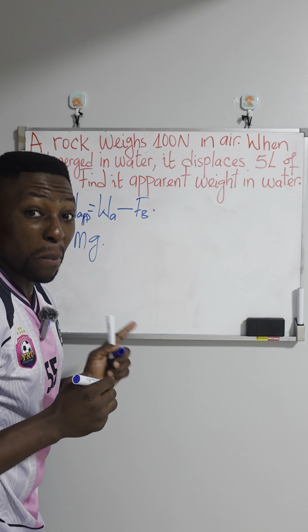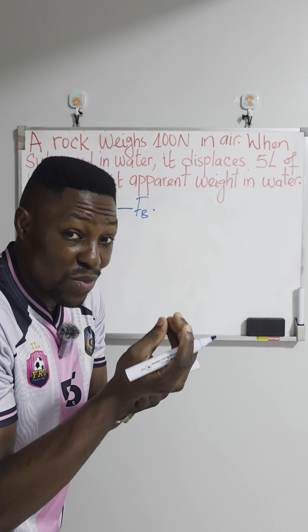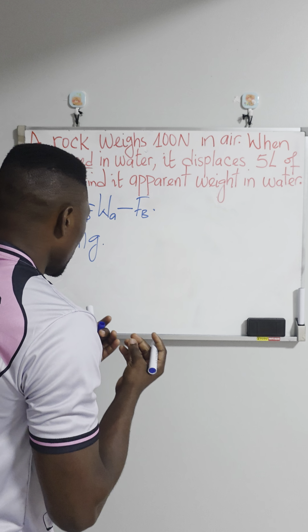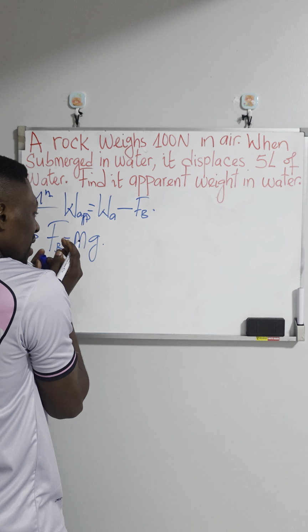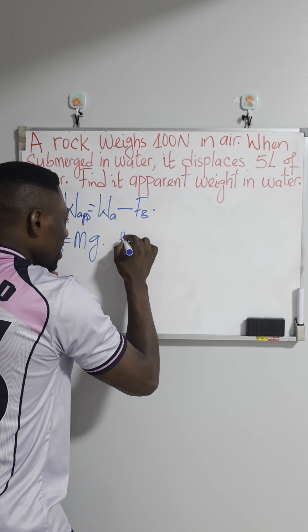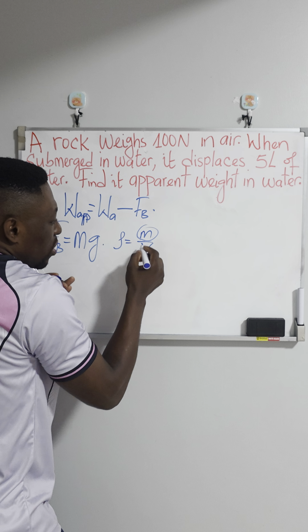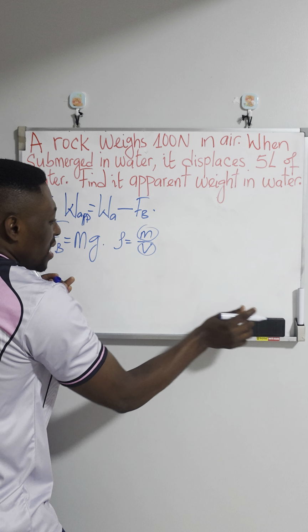Unfortunately, we do not have the mass of the displaced water. What we have here is the volume of the water which has been displaced. So how do we use volume to get the mass? Or how do we go about this? We know that density by definition is mass per unit volume. So if we want the mass when we have the volume, we just multiply this.